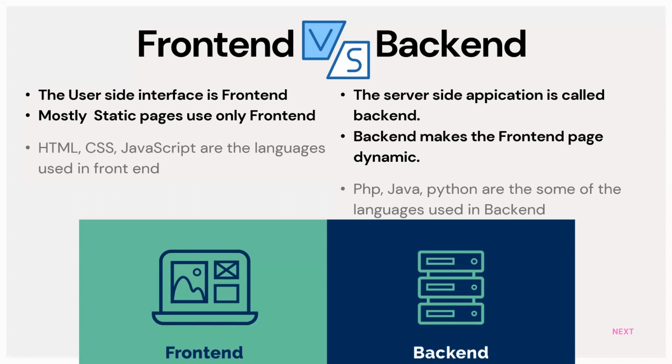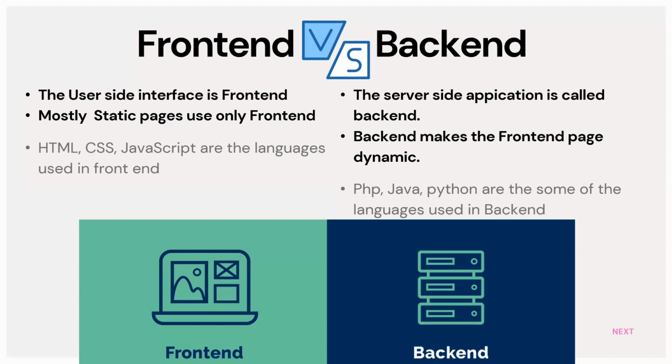Mostly static pages use the front end, for example, a portfolio. The front end technologies used are HTML, which is hypertext markup language, CSS for cascading style sheets, and JavaScript, which is a programming language used to connect with the internet. We also use frameworks and libraries, which include React, Angular, etc.